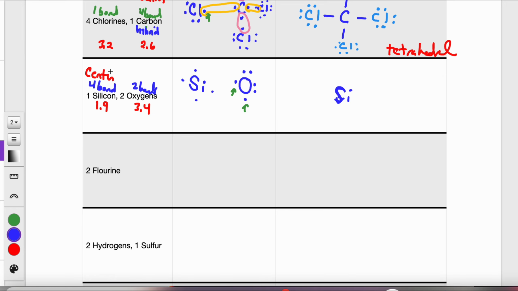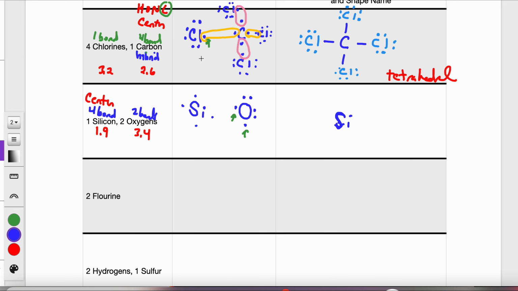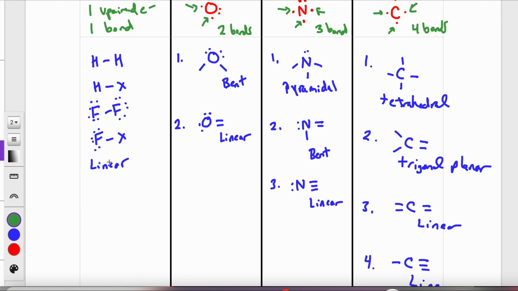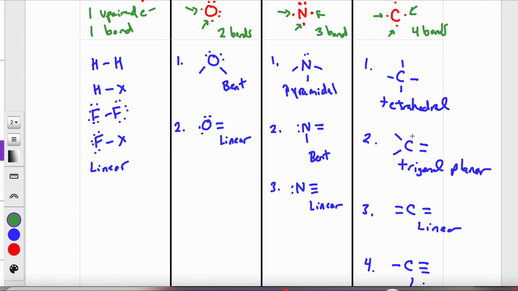Okay, so now I'm going to go back to my HONC sheet and figure out the pattern. Because silicon is in group 14 like carbon, I'm going to look at the patterns in the C part of the HONC sheet. Where C is any of these, I would replace it with Si.